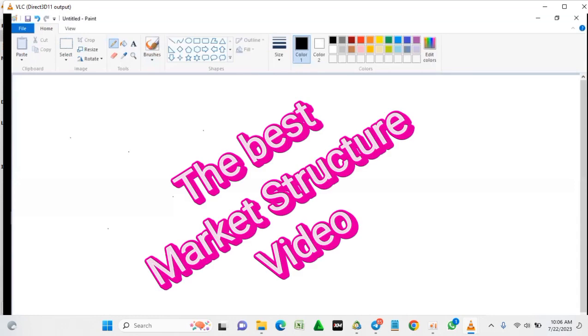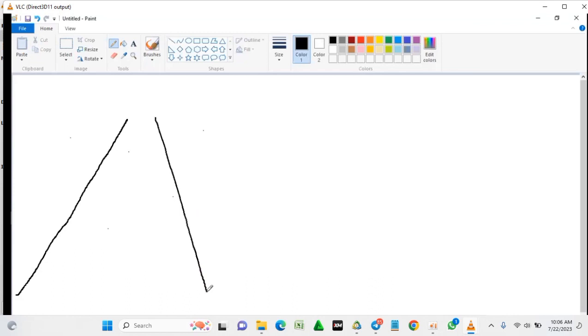So what is market structure? It is how the market moves. When the market is moving, it does 3 things. 1, it goes up, which is an uptrend. 2, moving down, which is the downtrend. 3, sideways, which is ranging or consolidating.